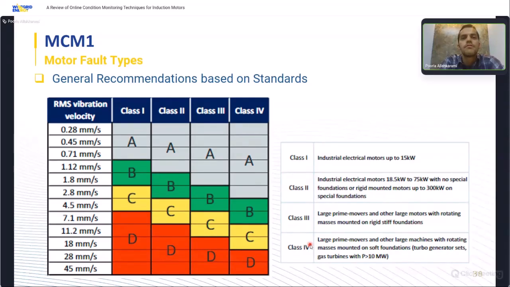For example, if the vibration of the motor is less than 1.1, the motor will fall into zone A, which means the motor condition is normal and can operate over time. But if the vibration value of the motor exceeds 7.1, the motor should not be operated at all. So in the algorithm of this device, we use these standards.